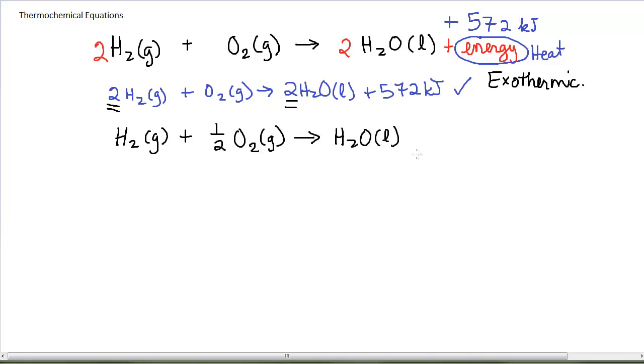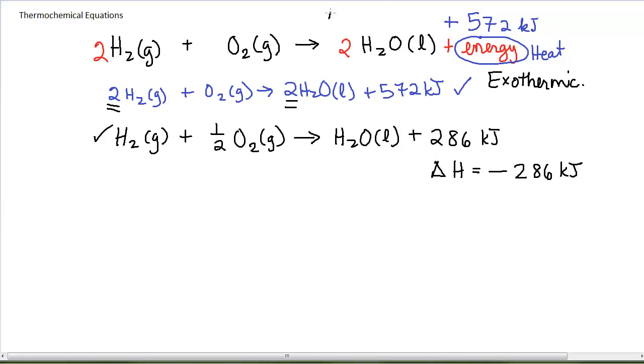So essentially all I've done is I've divided all the coefficients by 2. The energy change now for the reaction written this way is half of what it was up above, or I would write it as 286 kilojoules. In this second reaction, I am expressing the amount of heat released for the reaction balanced as is. We can say that the delta H for this reaction is negative, because that amount of heat is being released, 286 kilojoules as written.